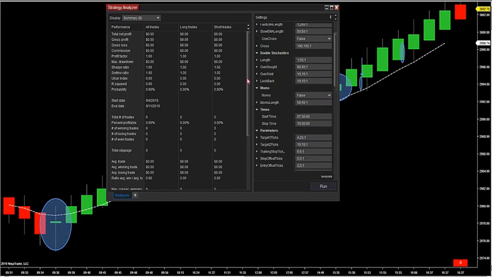Now, that being said, this is not an auto trade program. This is a backtesting software program. What we will do and offer after we get everything into it, you can see this is a very complex, sophisticated system.